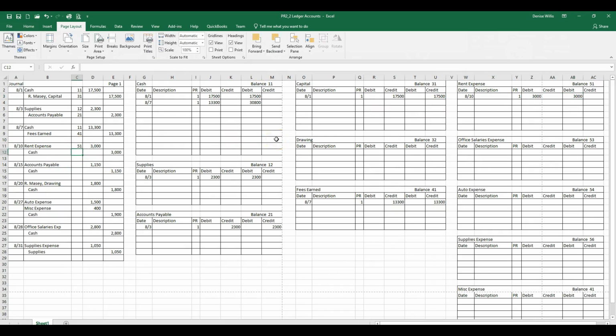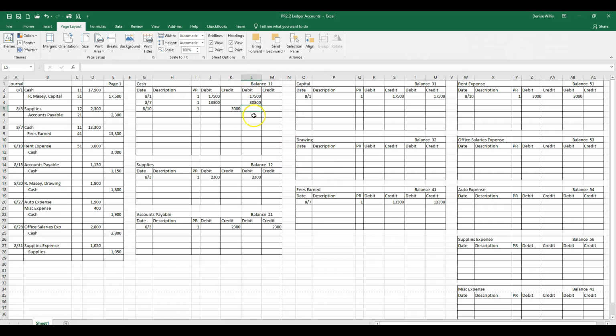Okay, now I'm back to cash. Cash needs a credit of $3,000. So on 8/10 from page 1, I am going to give cash a credit of $3,000. Now I need a new balance.